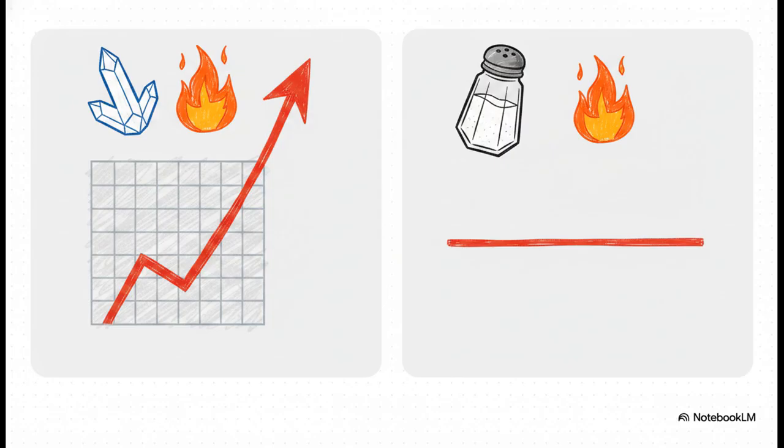But then contrast that with sodium chloride, which is just your ordinary table salt. NaCl has a nearly flat curve. You can boil that water all you want, but it's going to show very little change in solubility as the temperature rises. It simply doesn't care about the heat nearly as much.